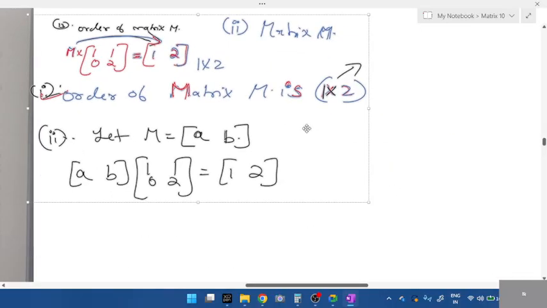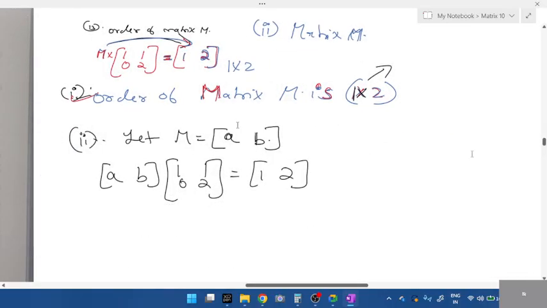And now I'll tell you why we assume. If you assume this, we have taken the matrix M to be A and B. Just find A and B, that will be the answer for M. We'll find A and B.